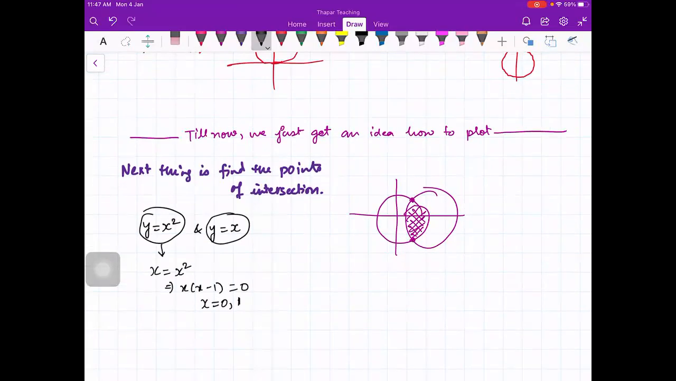You just simultaneously solve these equations. This is what you have done. Yes, no, everybody? You simultaneously solve the equations.